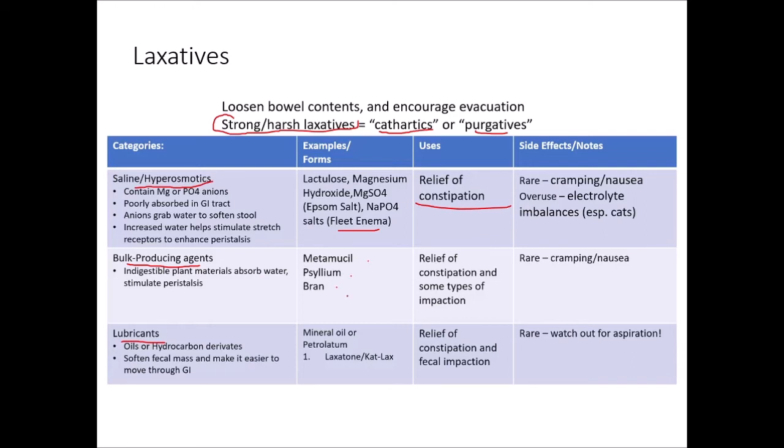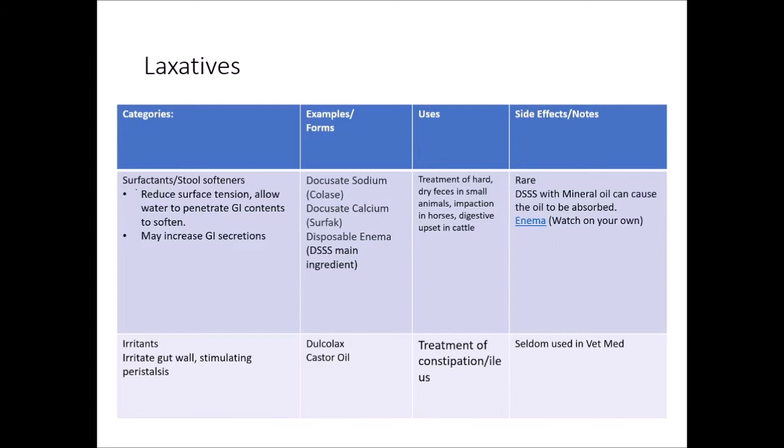If they vomit and aspirate it, we can never get that out of the lungs, so that can be a danger. There are also surfactants or stool softeners that reduce surface tension and allow water to penetrate the GI contents to soften them. These may also increase GI secretions. These are Colace, Surfak, and DSS, docusate calcium, docusate sodium. If we have hard, dry feces in small animals, impaction in horses, or digestive upset in cattle, we can give these things orally, or we can do an enema.